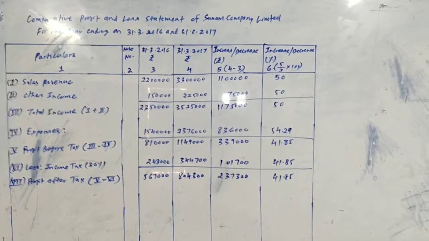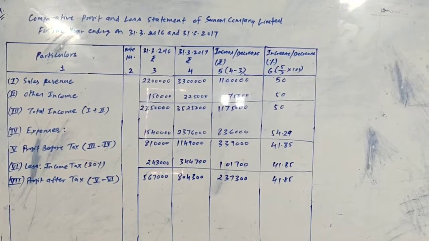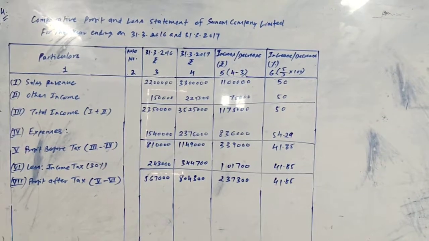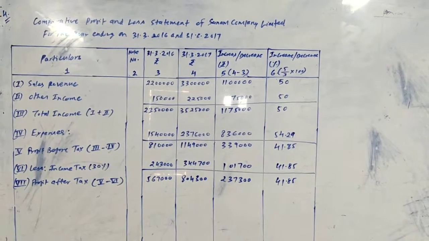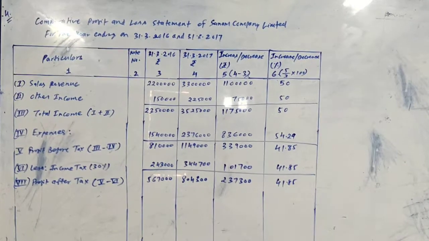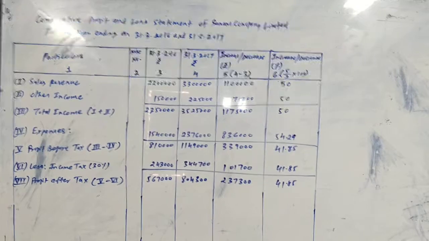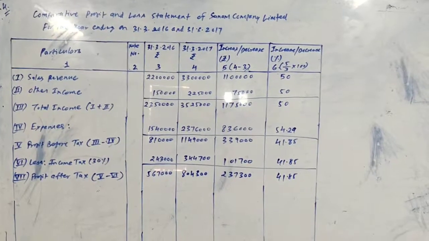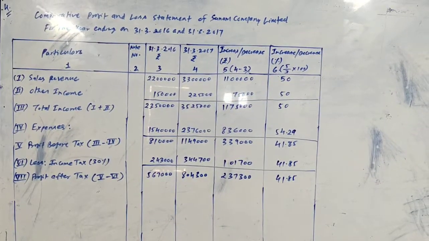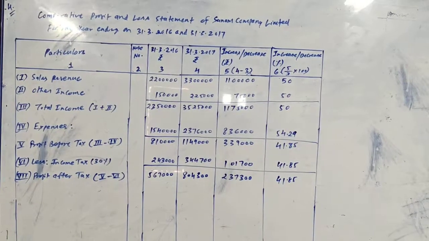Then the fourth item is expense, which is given to us. It is 15,40,000 in the year 2016 and 23,76,000 in the year 2017. So the difference of 8,36,000 is the increase in rupees, and when we convert that in percentage, we calculate it like 8,36,000 divided by 15,40,000 into 100, and we get 54.29%.